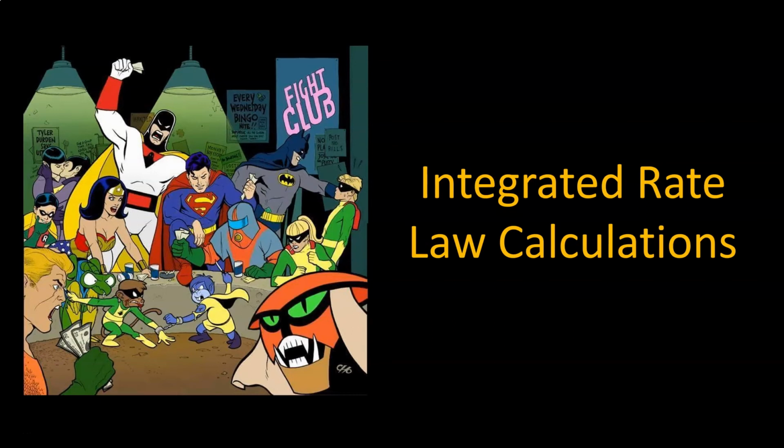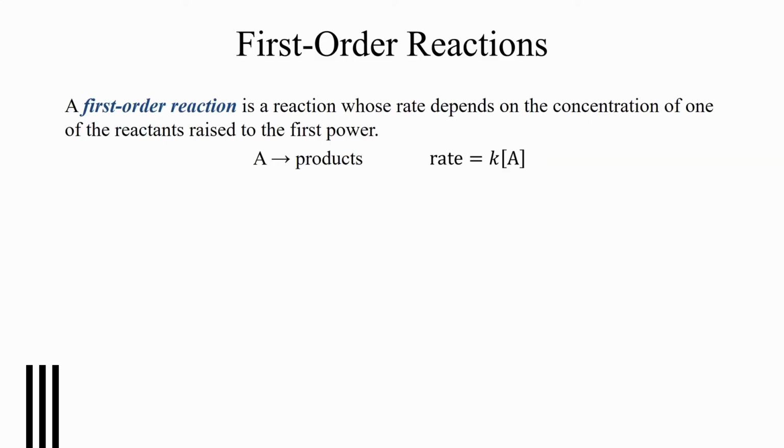In this video, we will be using the integrated rate law to perform some calculations. In this example, we're going to use first-order reactions. A first-order reaction is a reaction where the rate depends only on the concentration of one of the reactants raised to the first power. So, the very generic rate law: rate equals the rate constant times the concentration of A.